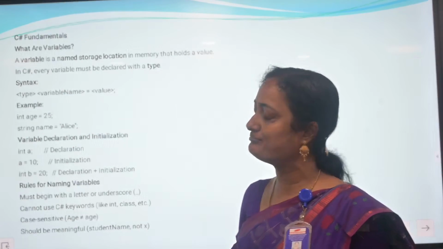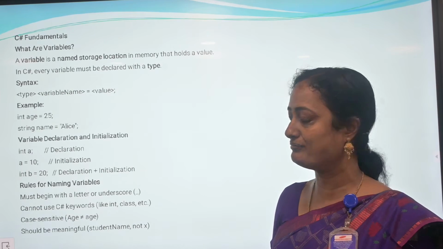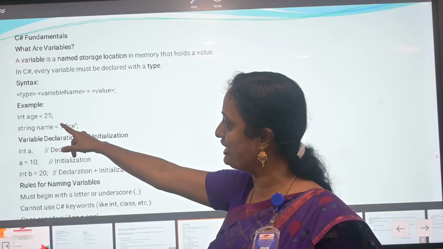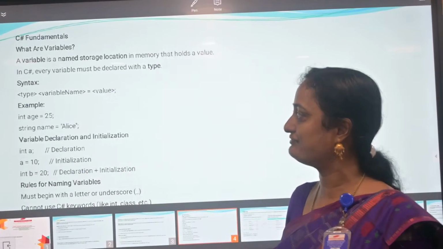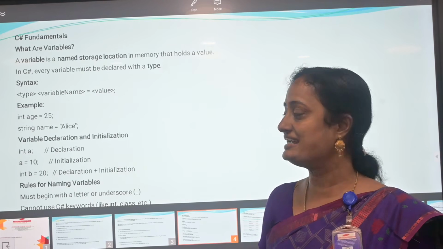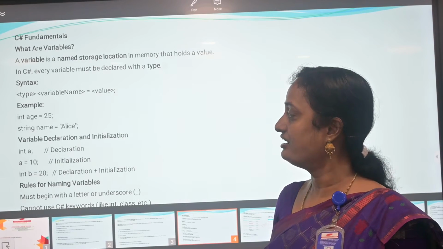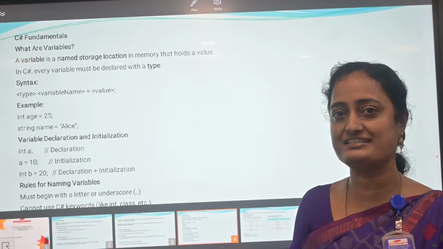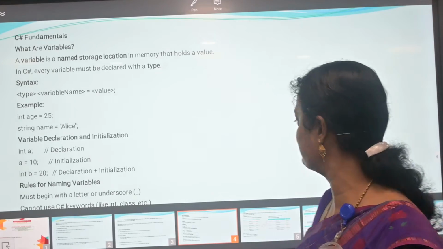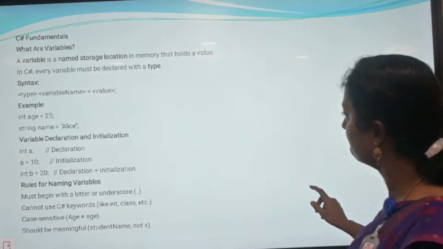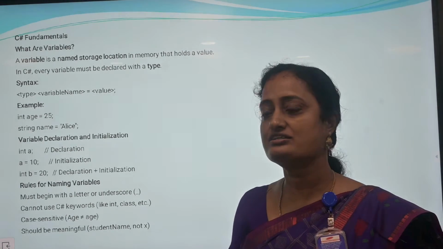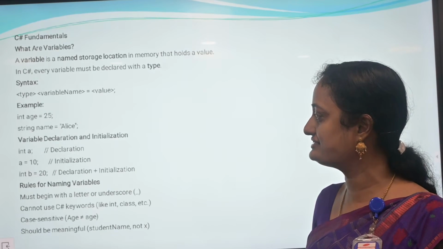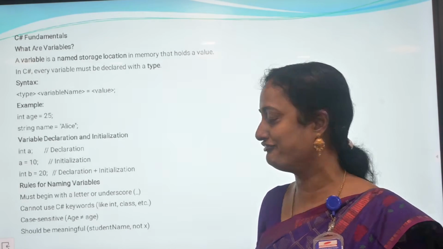Next is the variable name. The user can give any variable name, for example A, B, C, and can give any values. Here, int age equal to 25, so 25 is assigned into age. Once we have declared int, automatically 2 bytes will be allocated in the memory location. Rules for naming a variable: it must begin with a letter or underscore, cannot use C# keywords, is case sensitive, and should be meaningful.